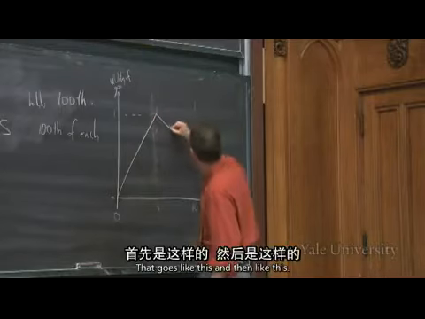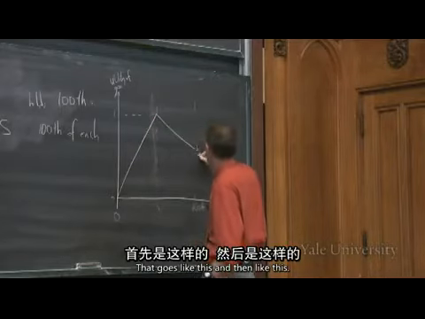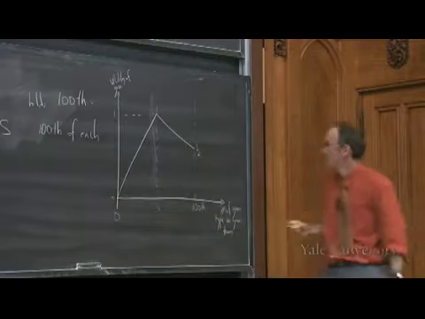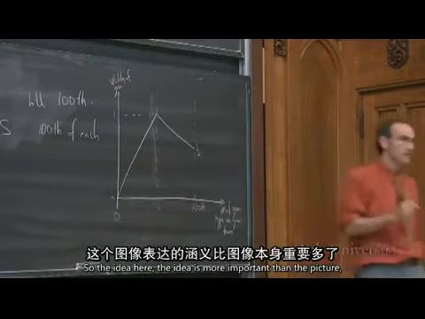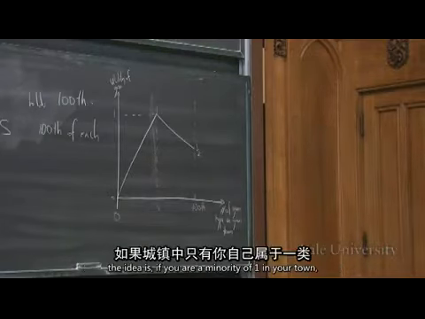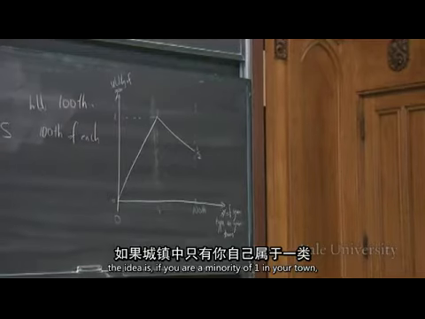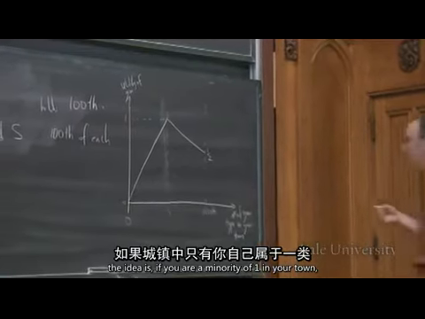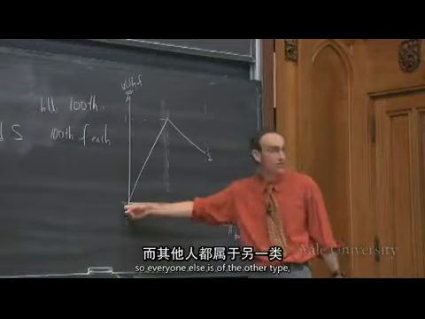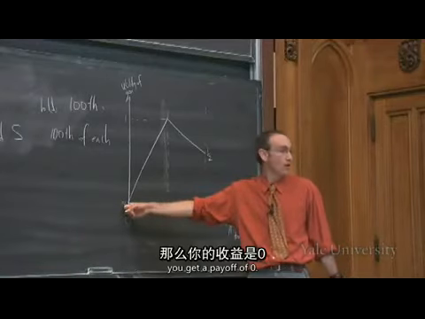All right, it goes like this, and then like this. All right, so the idea here, the idea is more important than the picture. The idea is, if you are a minority of one in your town, so everyone else is of the other type, you get a payoff of 0.